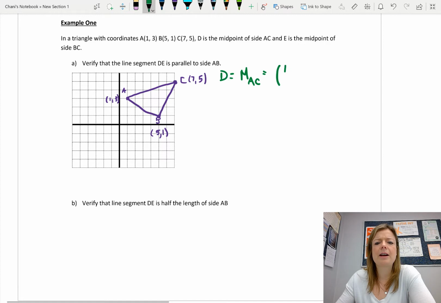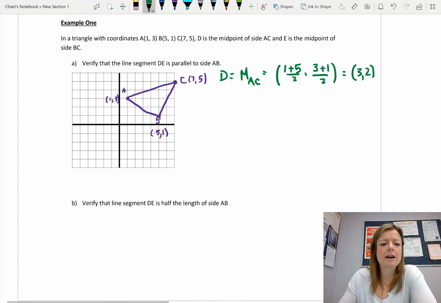We add our x values together and divide by 2. We add our y values together and divide by 2. So the point D then is 3, 2. And so we can graph that. 1, 2, 3, 1, 2. Oh, I made a mistake. What did I do? I was using B as these x values. That was my bad. It should be 1 plus 7 and 3 plus 5.